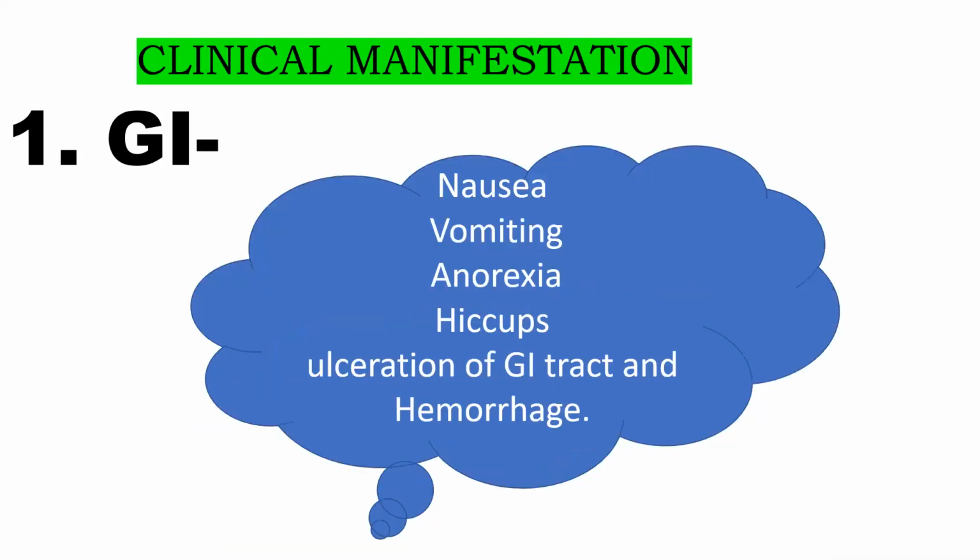Clinical manifestation number one is GI, that is gastrointestinal. Under this we find nausea, vomiting, anorexia, hiccups, ulceration of the GI tract, and hemorrhage. These were the points that I have given to you. Number first, I gave nausea and vomiting. Everybody knows nausea and vomiting, no need to explain. Anorexia, what was anorexia?